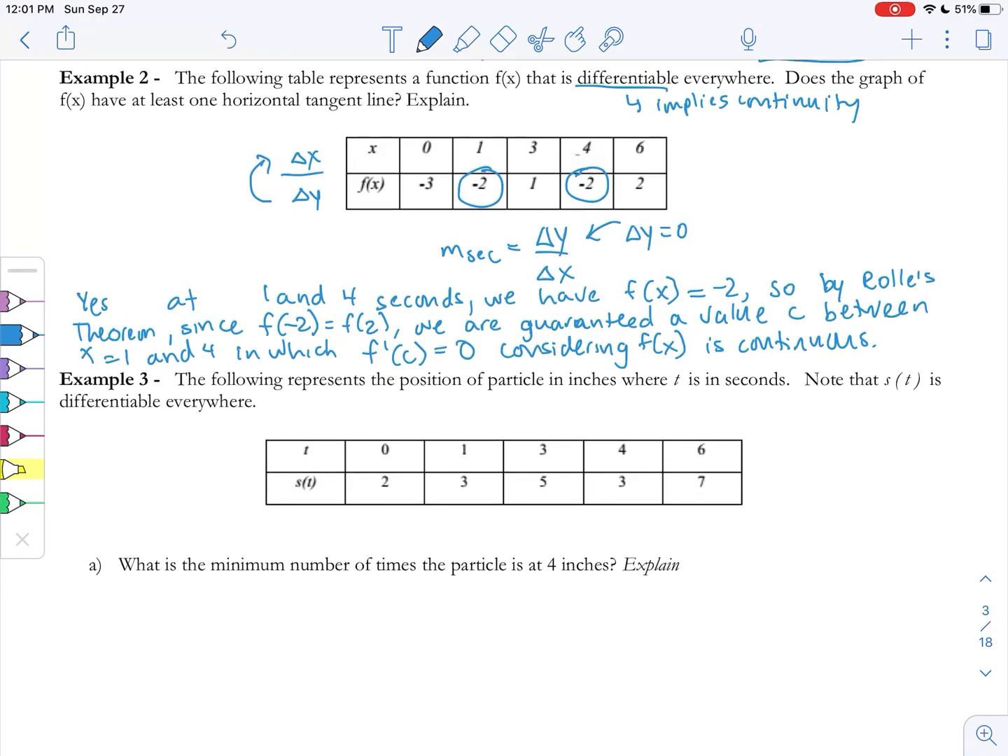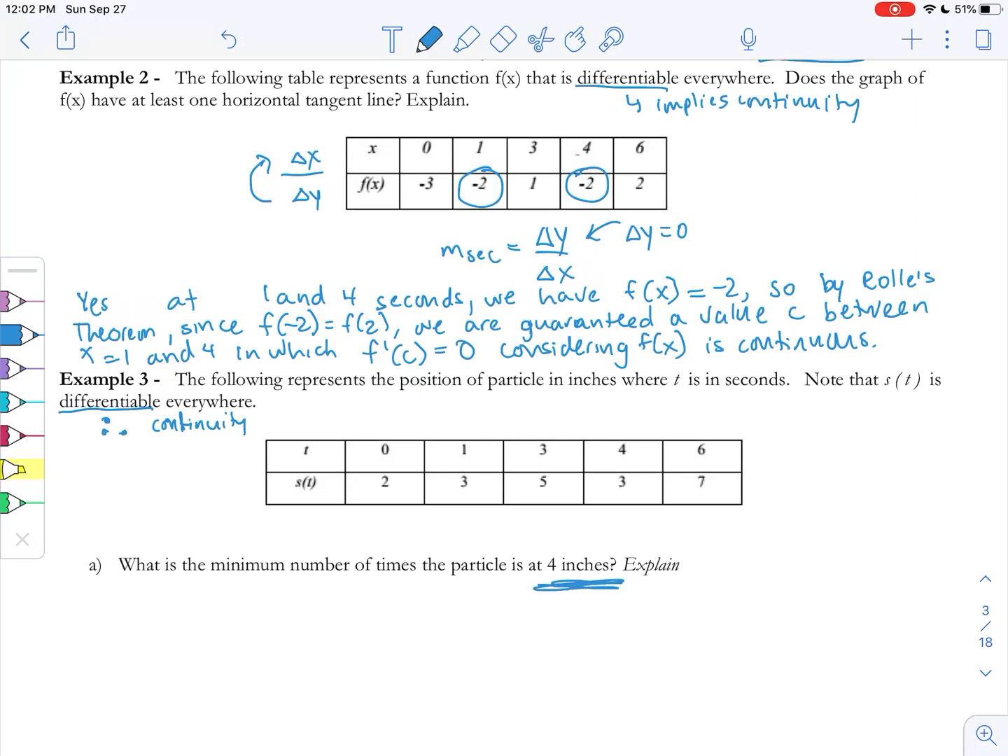Example 3. You have the following, which represents the position of the particle in inches, where t is in seconds. Note that s of t is differentiable everywhere. Again, that implies continuity. And I'm going to use the therefore symbol with the dots. So differentiability, therefore continuous. So therefore it implies continuity. And question A is asking, what is the minimum number of times the particle is at 4 inches? So now this is asking for position being 4 inches.